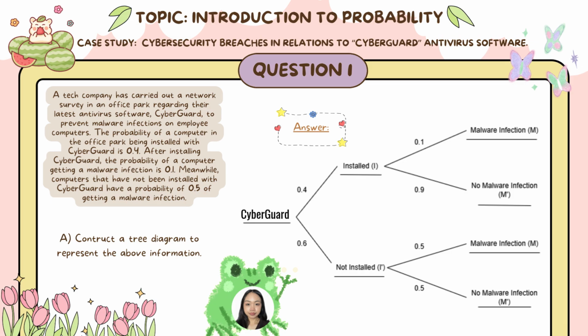Meanwhile, a computer that has not been installed with CyberGuard has a probability of 0.5 of getting a malware infection, whereas not getting a malware infection is 0.5, which we get from subtracting 0.5 from 1.